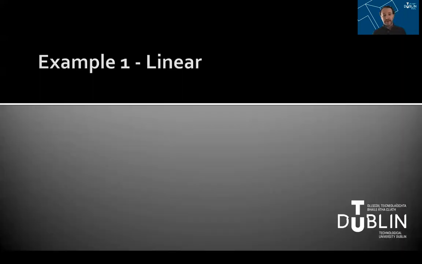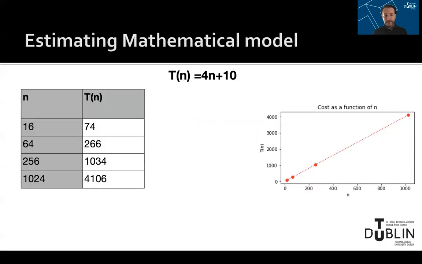So let's do a couple of examples. The linear example is the easiest. So here, what we have is an algorithm, and we tell it to do 16 operations, and it takes 74 milliseconds, we'll say. We tell it to do 64 operations, and it takes 266. We tell it to do 256 operations, and it takes 1034. And that's what this plot is.